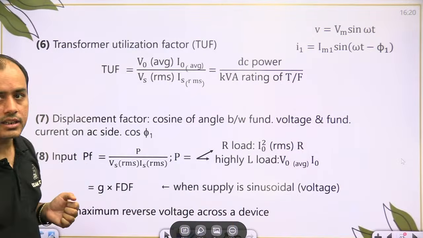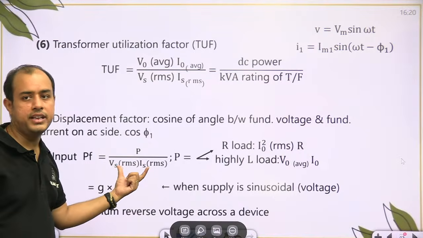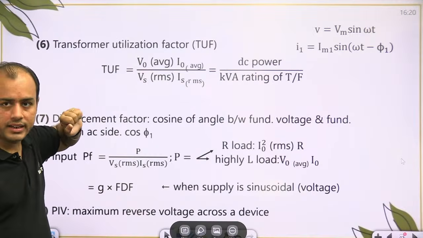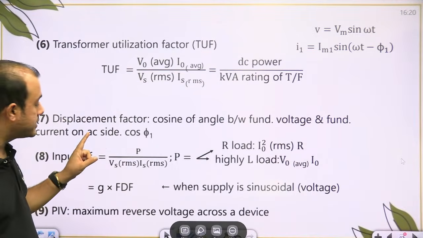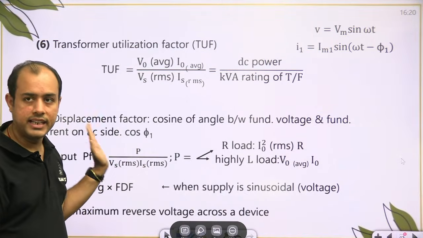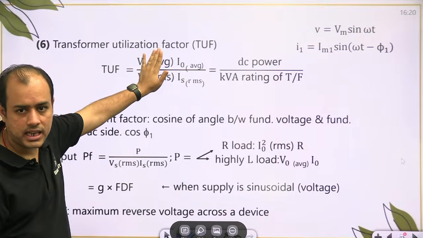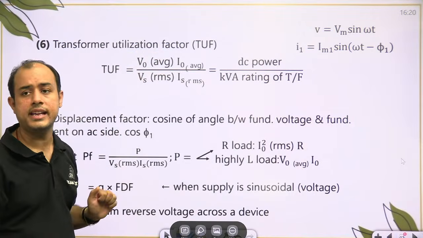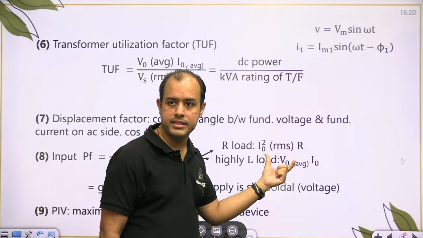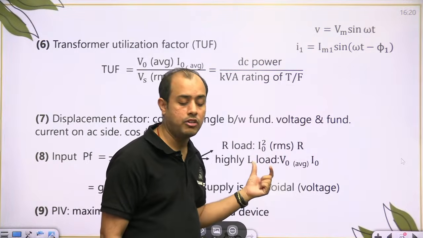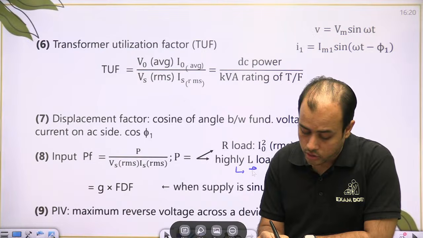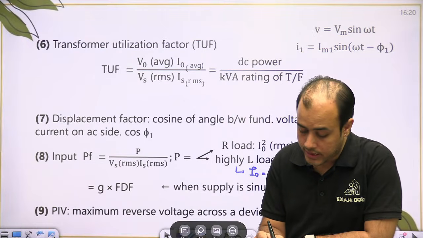Next, input power factor is real power by VS RMS IS RMS. आप कहोगे सर ये तो TUF जैसा दिख रहा है. You are right, but it is slightly different because this power is the total power available at the output. ये P क्या है? ये सिर्फ DC कंपोनेंट का पावर नहीं है, ये टोटल रियल पावर है जो आउटपुट पे आती है. For R load it is I RMS square into R. For highly inductive load where I0 is constant, it is V average into I0.